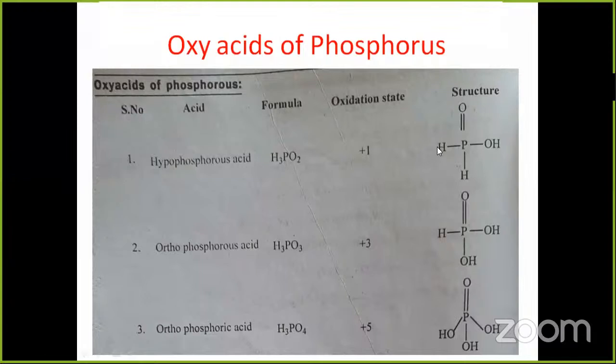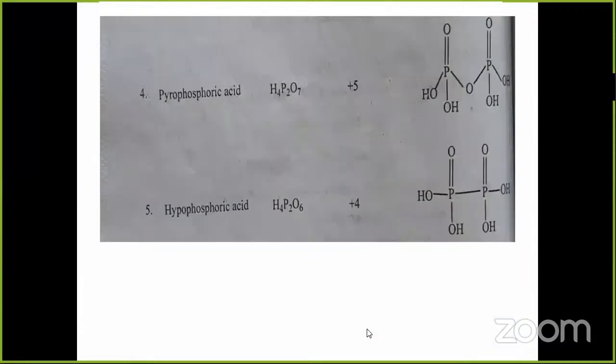And two hydrogens: the hydrogen attached to oxygen, but these hydrogens are directly attached to the central phosphorus. So that's why this acid exhibits reducing character. The acidic character is from the OH, and these hydrogens give the reducing character. And the second one, orthophosphorous acid. This is a dibasic acid. It also exhibits reducing character because here also one hydrogen atom is directly connected with the phosphorus. And orthophosphoric acid is a tribasic acid. It can form 3 types of salts, and the oxidation state of phosphorus here is +5.